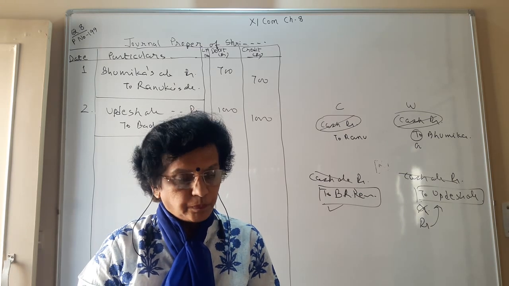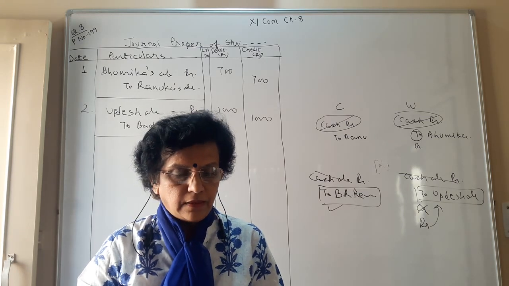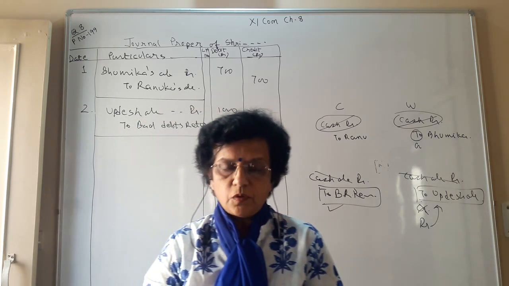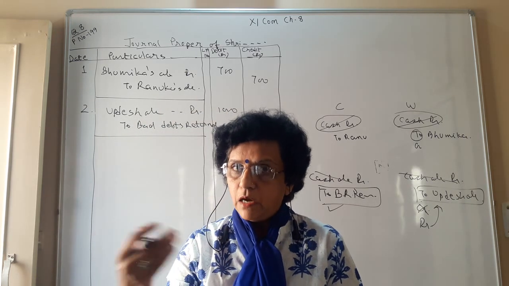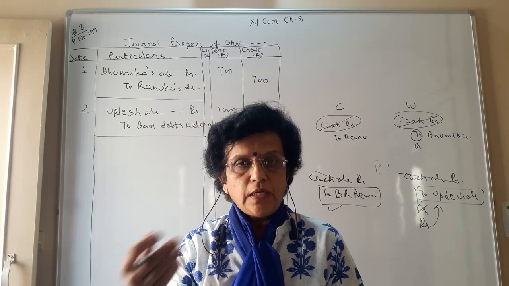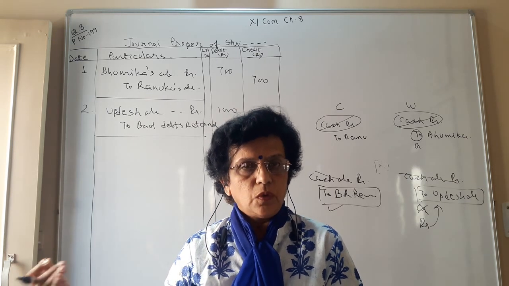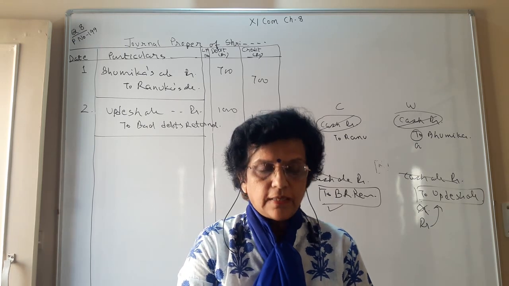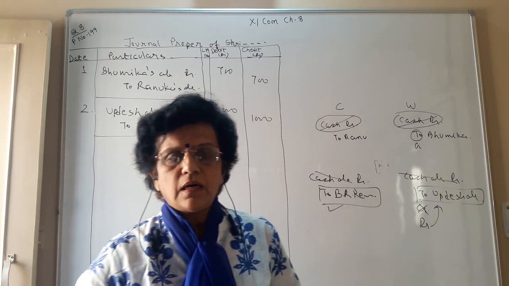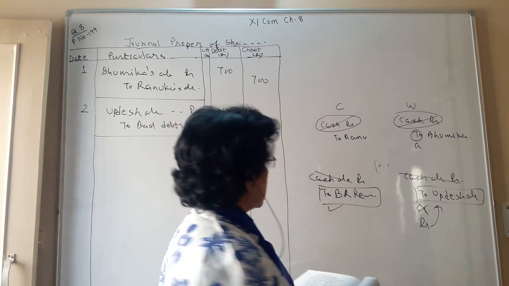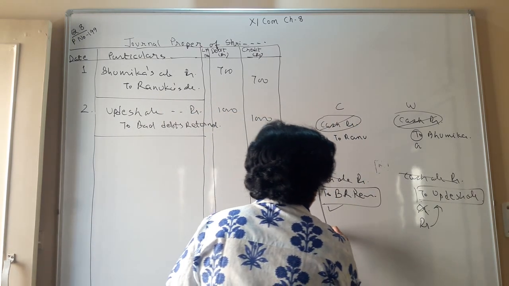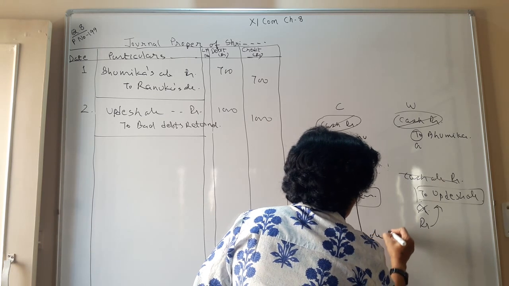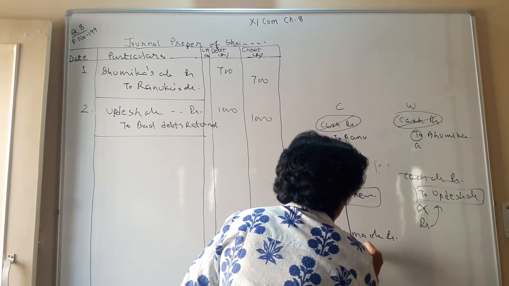Number 3. Rupees 800 paid to Sharma is debited to Verma's account. Now we are paid. So when you pay, money, cash goes out. So you have paid to Sharma. So the correct entry is Sharma account debit to cash account. So number 3, Sharma account debit to cash.